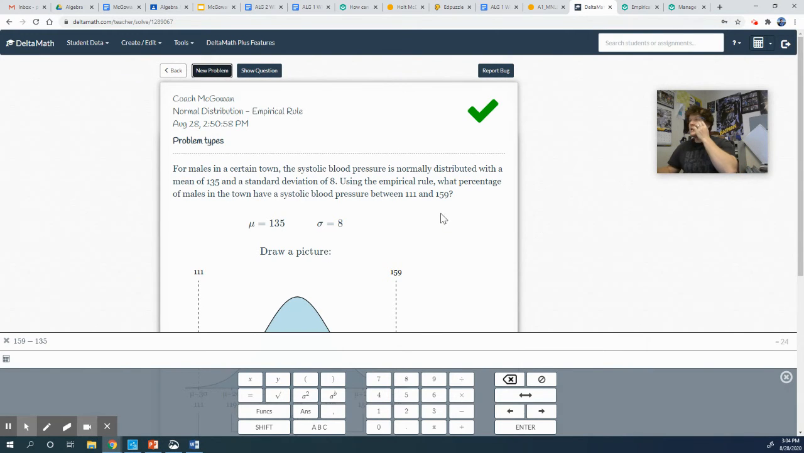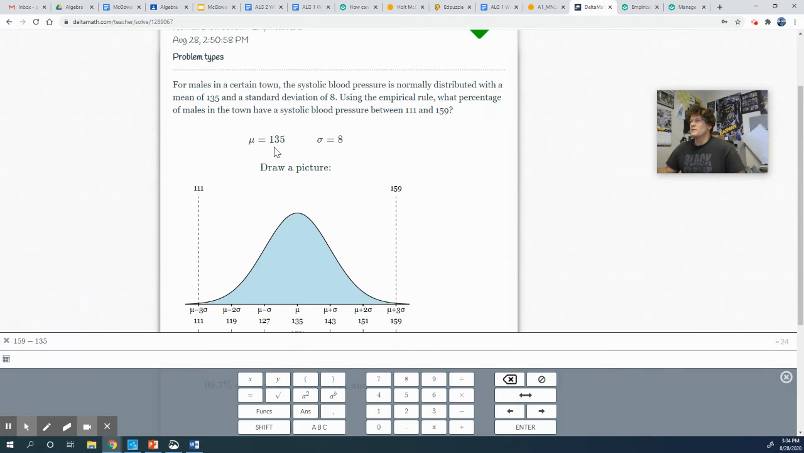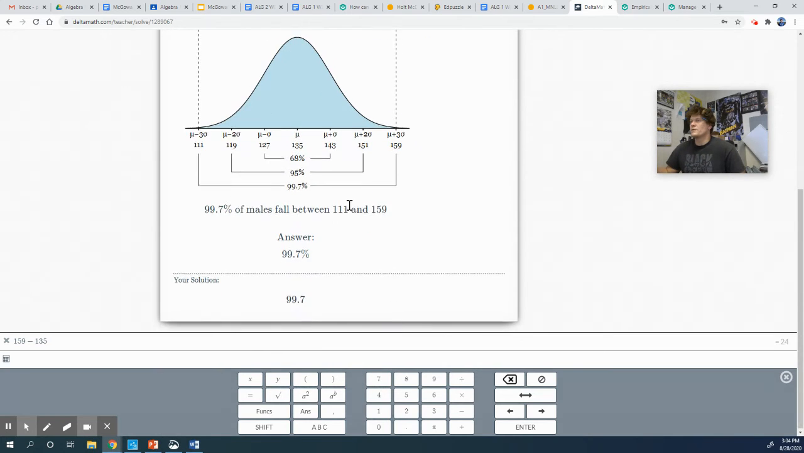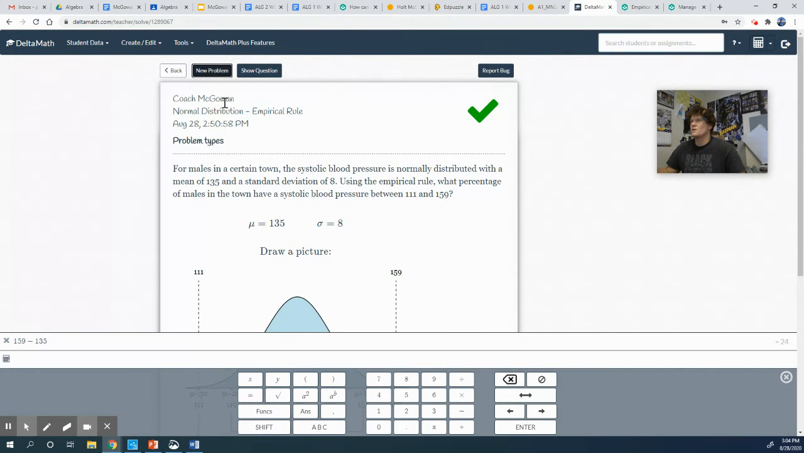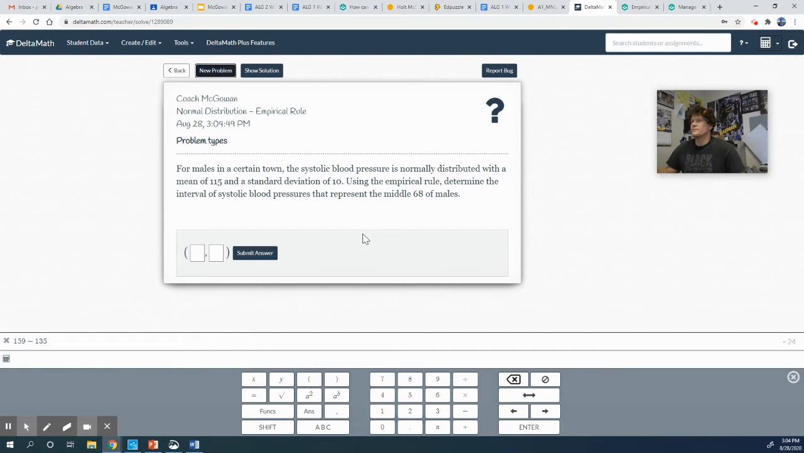So that's basically the main idea of these Delta Math problems. Use the mean, find out how many standard deviations away from the mean you are, and then put that percentage down for that problem. Let's see if I can do another one really quick. Let's do one more and then we're going to get to the Khan Academy. So this one says, for males in a certain town, the systolic blood pressure is normally distributed with a mean of 115 and a standard deviation of 10.